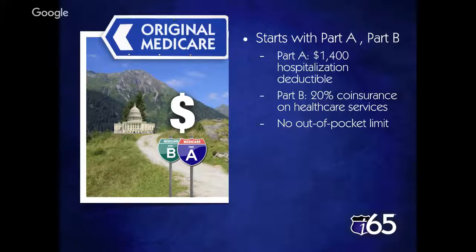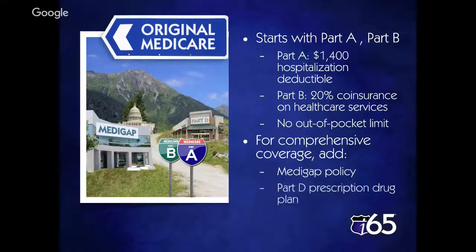This is why when you choose the path of original Medicare, for comprehensive coverage, you also add a standalone Medigap policy provided by a private insurance company, as well as a Part D prescription drug plan, also provided by a private insurance company. By the way, Medigap and the Medicare supplement policy are the same thing. Medigap, supplement, same thing. Once you've paid that monthly Medigap policy premium, most, if not all, of those out-of-pocket costs inherent in Part A and B by itself can poof, go away.